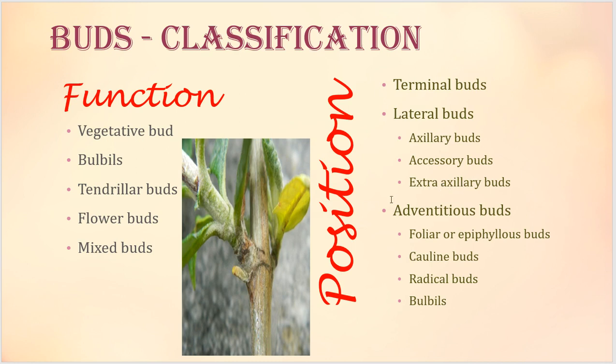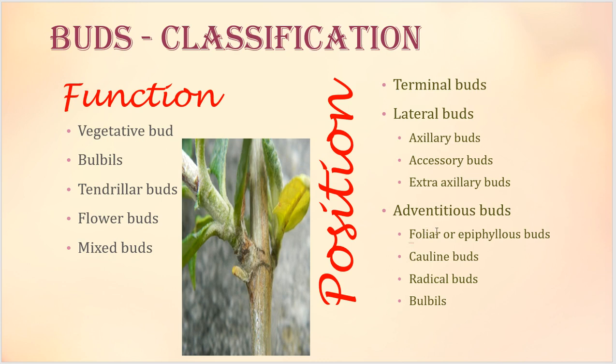And then what is extra axillary bud? Extra axillary bud means a bud which is produced from the nodal region, but it's not from the leaf axil. It's out of the leaf axil. Here you can notice it very clearly. This is the leaf axil, and here you can see a bud which is also in the node region but not in the leaf axil. So this is an extra axillary bud. And the next type is adventitious bud. Adventitious buds means buds which are produced from a place which they are not supposed to be.